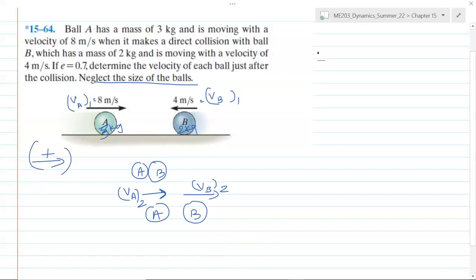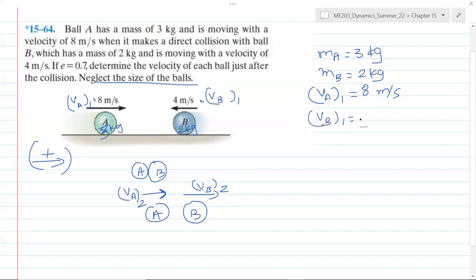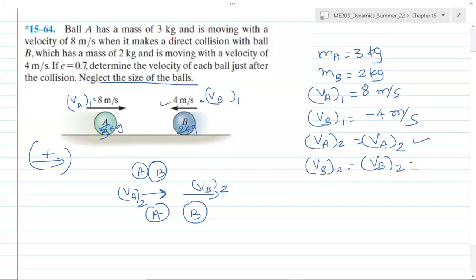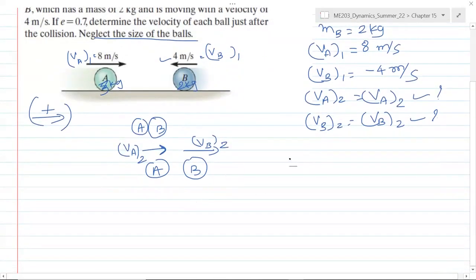Okay, so let's write down what parameters we have been given. MA is 3 kg, MB is 2 kg, VA1 is 8 meters per second, VB1 is minus 4 meters per second, negative because it's going left and going right is positive. VA2 we don't know, but we will consider it as positive because it's going right. VB2, that's what we need to determine, is positive. So this is what we need to determine through our problem solving. And we have been given the coefficient of restitution as 0.7.